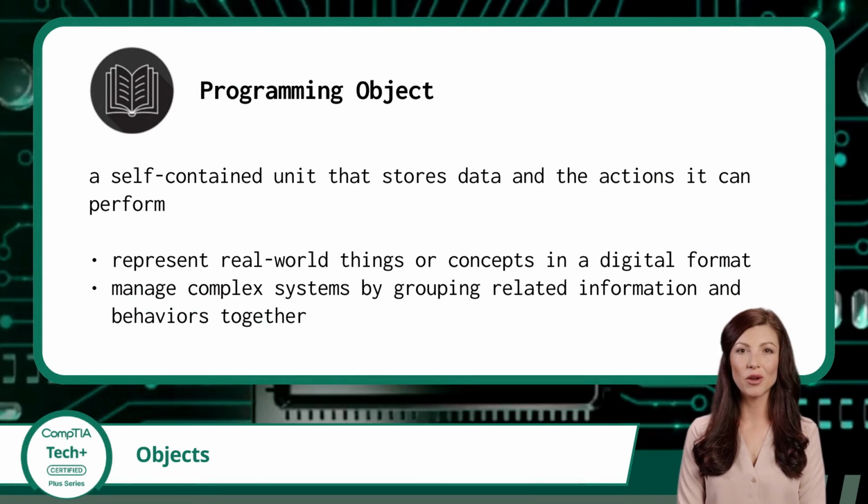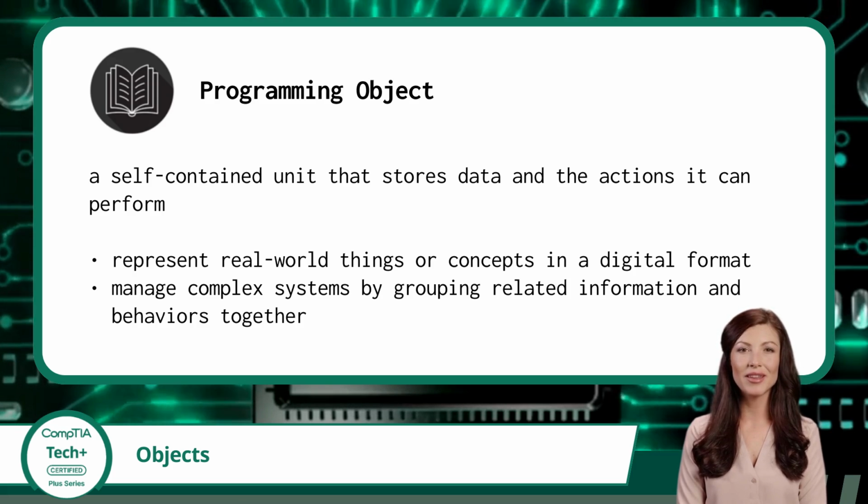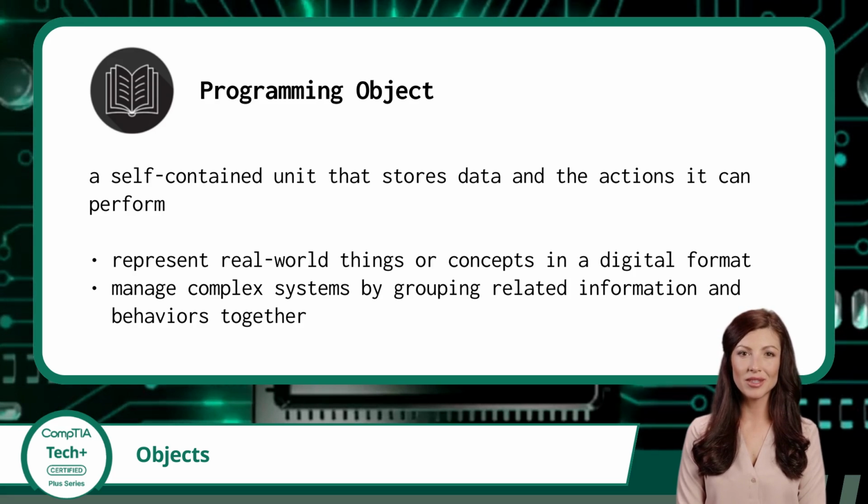Objects. You can think of an object in programming as a digital version of something real. It could be a car, a customer, a game character, or even something abstract like a calendar event. An object is a self-contained unit that stores data and the actions it can perform. This makes it much easier to manage complex systems by grouping related information and behaviors together.